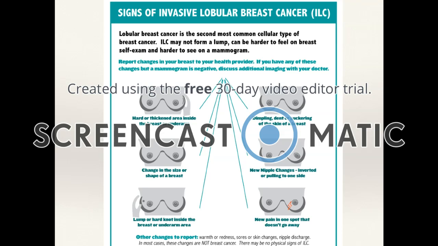Most of the time, ILC does not form lumps and is difficult to feel in the breast. Here are a couple of signs to be aware of though. Hard thickening of the breast, change in size of the breast, lumps, hardening known in the breast or underarm, dimpling, dent, or puckering of the skin on the breast, nipple changes either inverted or pulling to one side, and a new pain that won't go away in one spot.